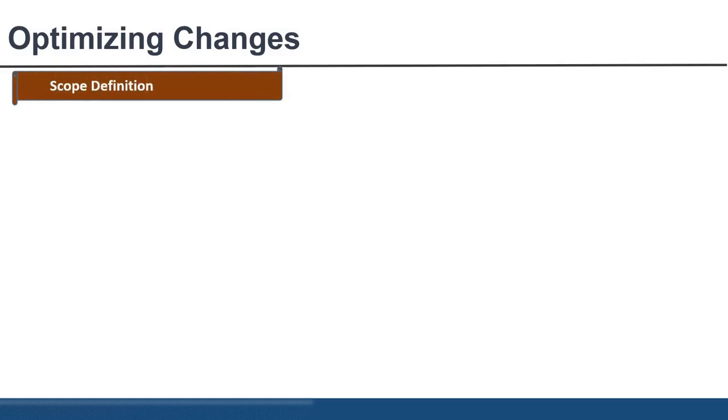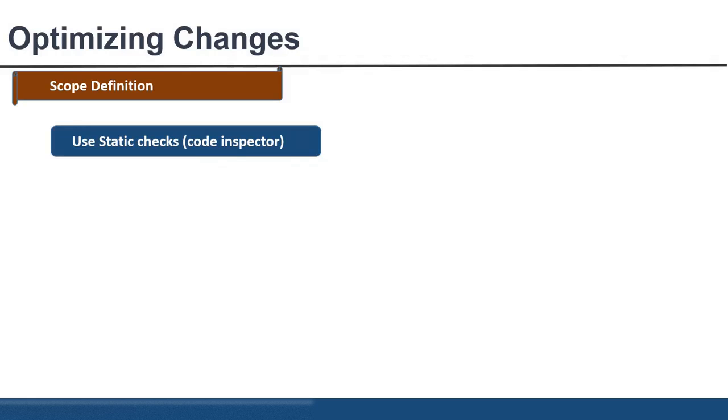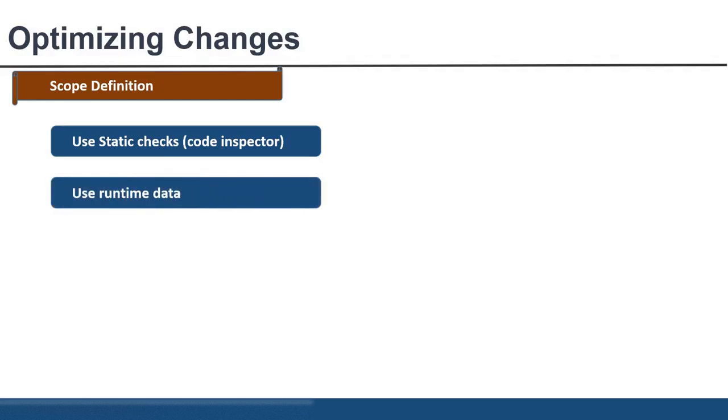Scope definition. If the 5 golden rules have been applied, then required changes should be limited to database specific ABAP code and functional, which defines the scope of changes. Use static checks like code inspector to find low performing SQL statements. Use runtime performance measurement data from a productive system to identify and classify possible optimizations.